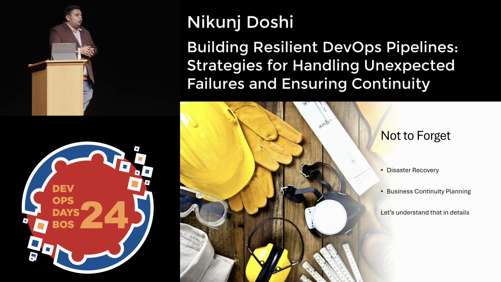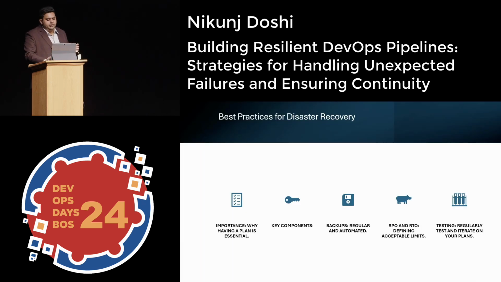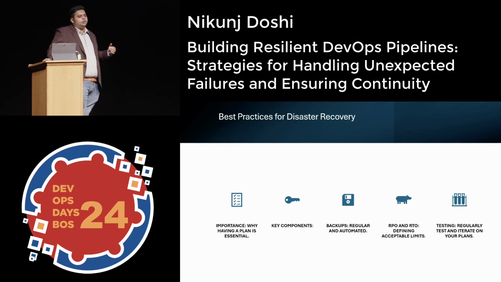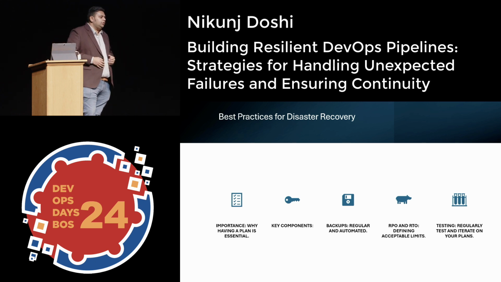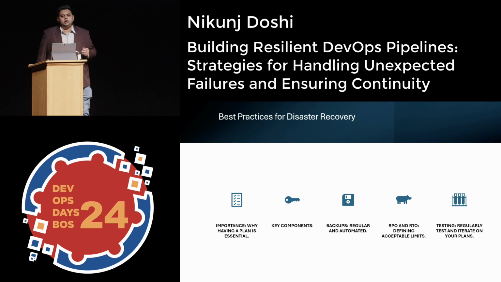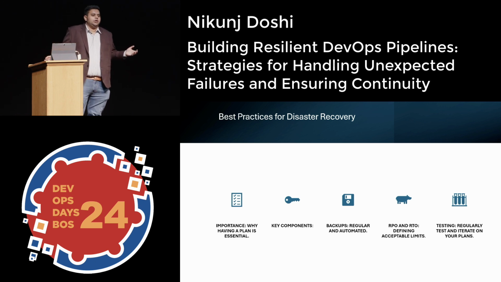So we should not forget at any point disaster recovery and business continuity. So understand that in detail. Once we know that we have developed fault tolerance systems, and we have also understood the ways to design those resilient pipelines, the main component which comes into consideration is disaster recovery and business continuity planning. We all know disaster recovery and business continuity planning in a nutshell. But when it comes to implementing that in DevOps, what are the ways we could actually implement that?